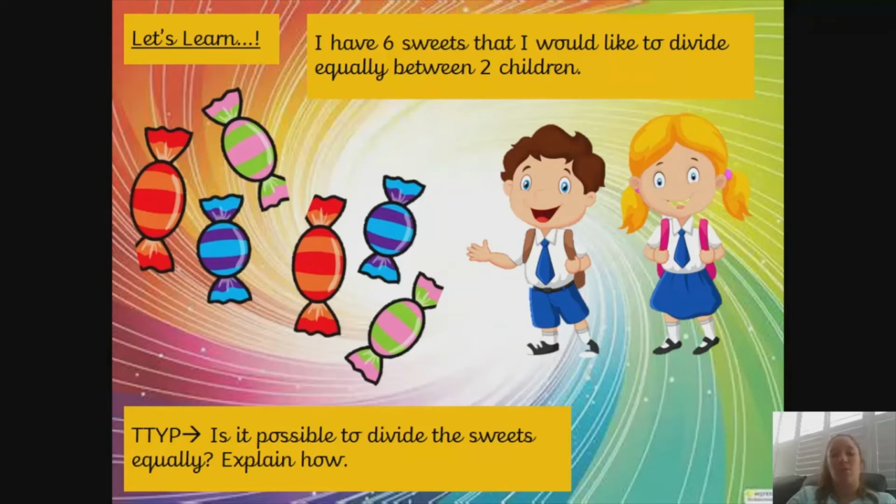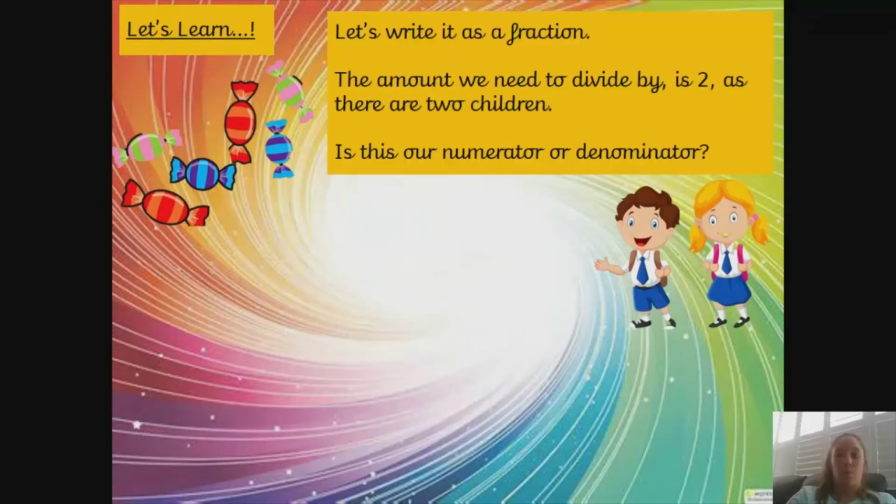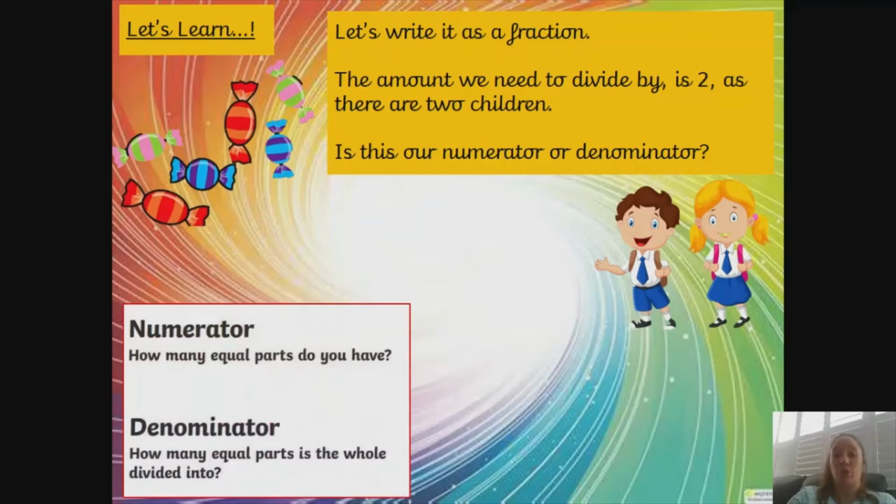Okay, we've already done some dividing just before Christmas. Fingers crossed that you know. Okay. Obviously we can divide it. Okay, but let's write it as a fraction. So the amount we need to divide by is 2, as there are 2 children. So is this going to be our numerator or our denominator? Okay. So hopefully you're saying it's going to be our denominator because we need to share them between 2. We're dividing by 2.